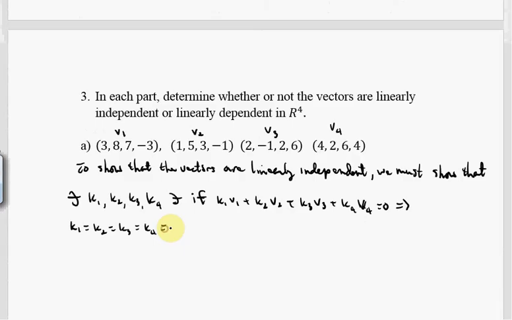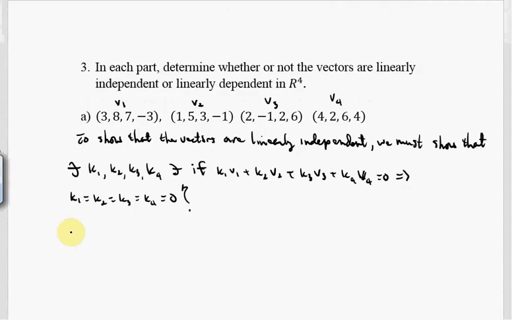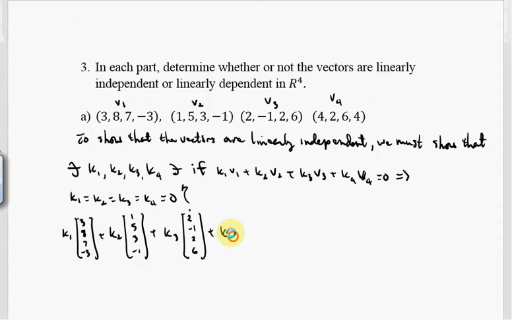Well, we'll be able to see that. So here, you have K1 times the first vector, 3, 8, 7, negative 3, plus K2 times the second vector, 1, 5, 3, negative 1, plus K3 times the third vector, 2, negative 1, 2 and 6, plus K4 times 4, 2, 6, 4, that is, you put that in a system, we have 3, 8, 7, negative 3, or in the matrix form.